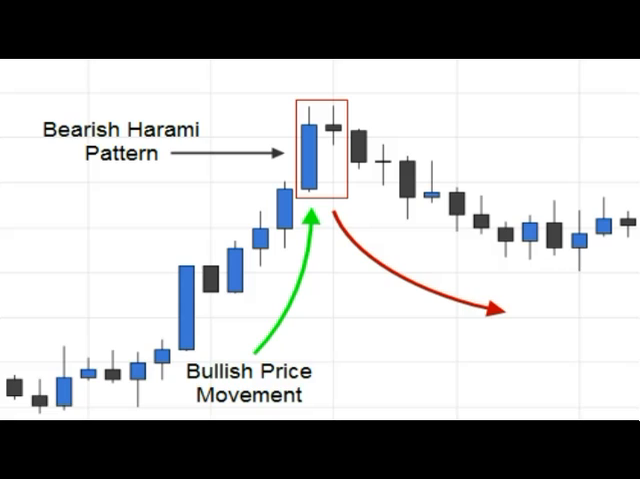Of course, combining these Harami signals, or any price action pattern, with a good trading system will help to qualify the best trades to take.